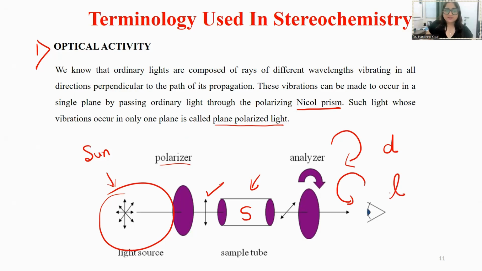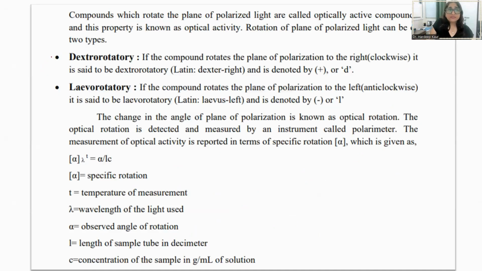Next, I will show you how dextro and levorotatory can be represented. Dextro comes from the Latin word dexter, that is right, which is denoted by plus or small d. In levorotatory, when your compound rotates plane polarized light to the left, meaning anti-clockwise, it is called levorotatory. The Latin word laevus means left, so it is denoted by negative or small l.